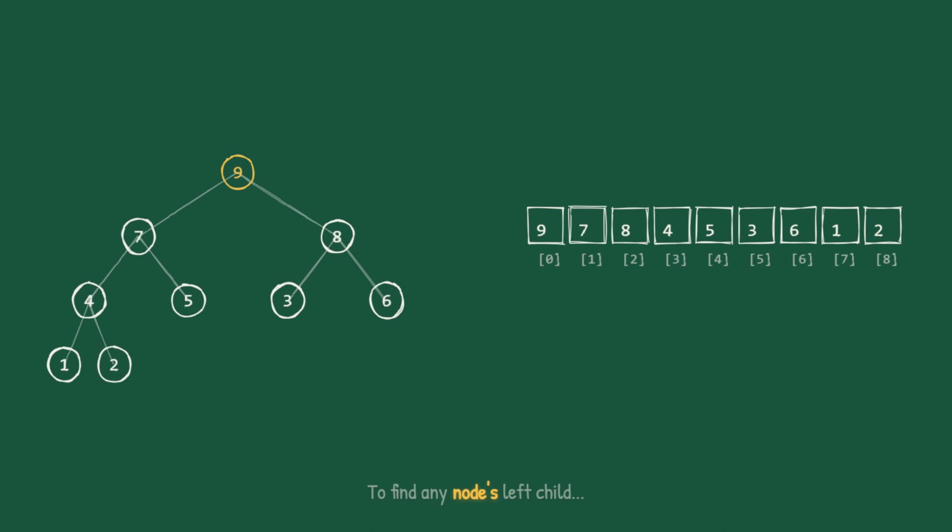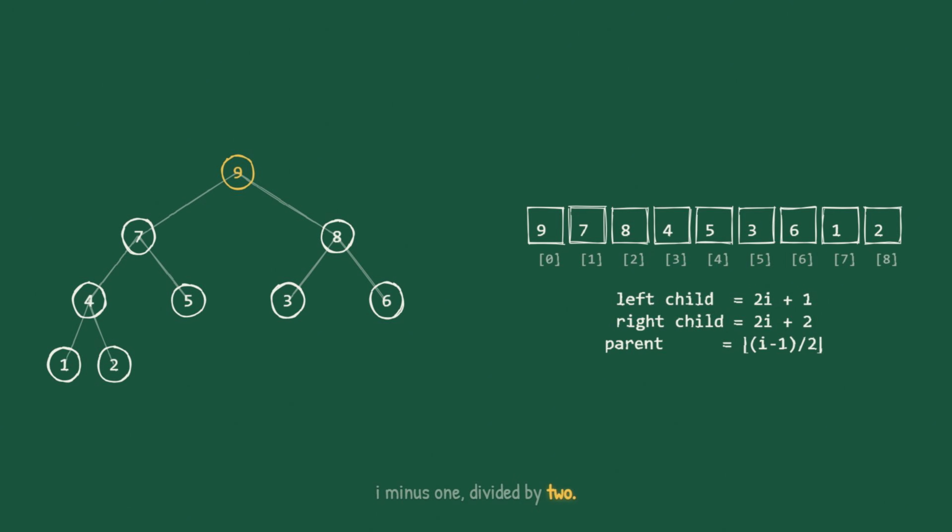To find any node's left child, 2i plus 1, right child, 2i plus 2. Parent, (i minus 1) divided by 2. Let's try it. Node at index 1, 2 times 1 plus 1 is 3. Left child is 3. Right child, 2 times 1 plus 2 is 4. Same connections. No pointers, no linked list. The array is the tree.